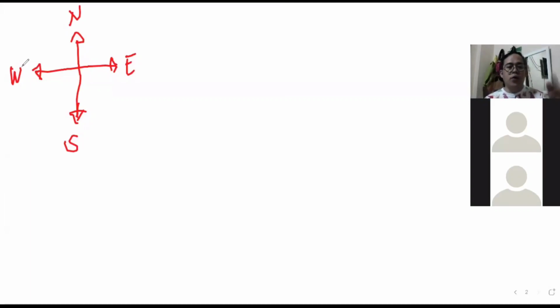Then we have the west going to the left and the east going to the right. All right. Now, in your elementary, you talk about the number line.